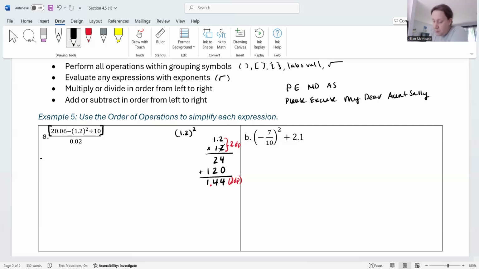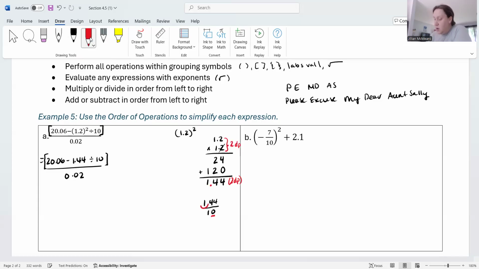So let's rewrite this whole problem. We're going to get 20.06 minus 1.44 divided by 10, all over 0.02. Okay? And remember, there's technically a set of brackets around the whole numerator, so we have to simplify the whole numerator before we can divide by the denominator. Next we have 1.44 divided by 10. In the last worksheet, I told you if you're dividing by powers of 10 that are greater than 1, it's really quite easy. You count the number of zeros in your power of 10, and then you move your decimal to the left 1 time for each 0.